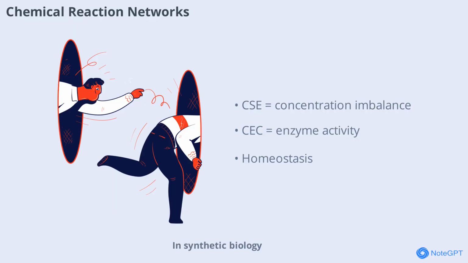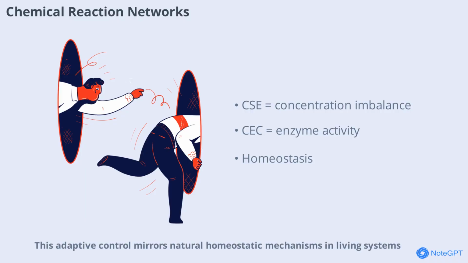In synthetic biology, CSE can be the imbalance of reactant and product concentrations, while CEC is the local catalytic activity or enzyme expression. By modulating CEC in response to CSE, biological circuits can maintain homeostasis, stabilize outputs, and reduce metabolic load. This adaptive control mirrors natural homeostatic mechanisms in living systems.